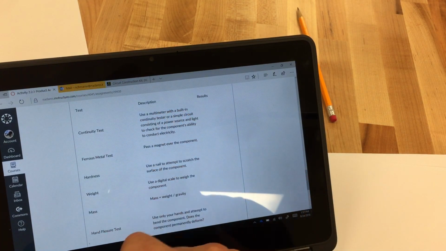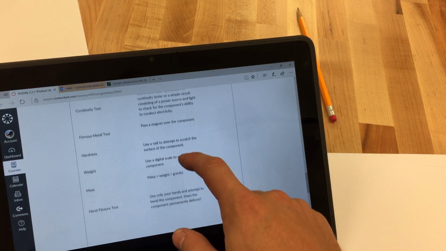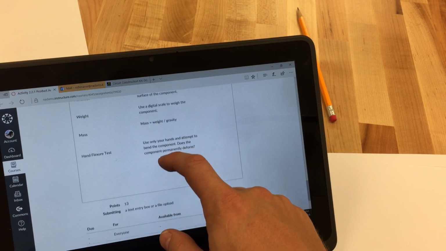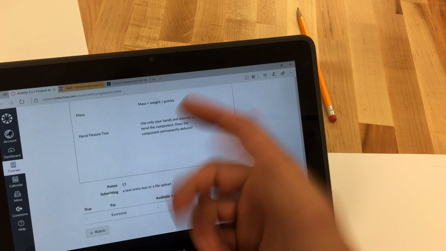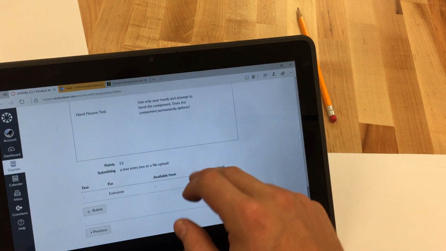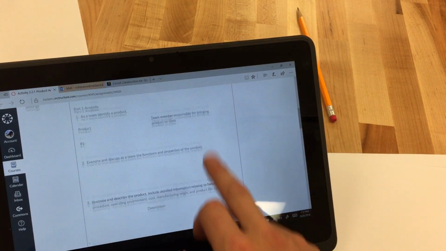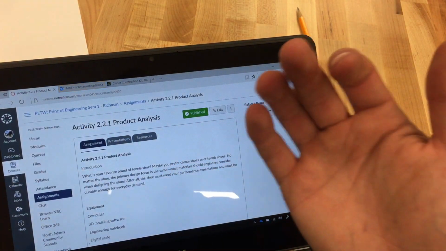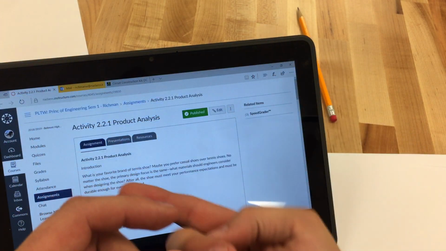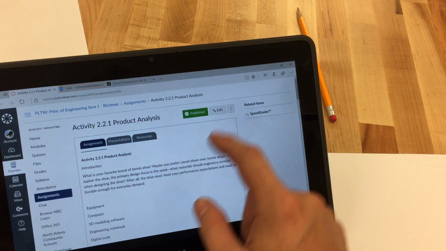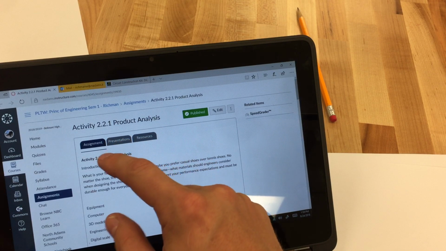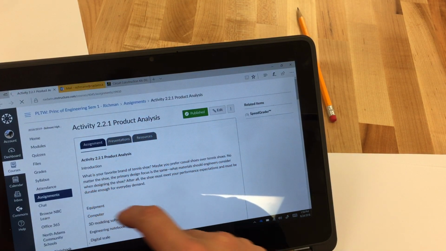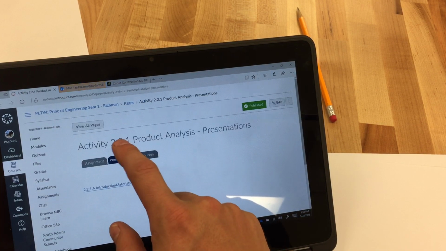Select one of those components from the product, okay, and from there you're going to test it. So does it conduct electricity? Is it magnetic? Use the nail, just try to scratch it. What's the weight, mass? Hand flexure test. All right, so can you bend it with your own hands, etc. And then you will upload that to Canvas. Best way would probably be to do all this in your notebook, snap a photo, and then send it in that way. That is an option. So we're going to go into the presentation now and go over that.